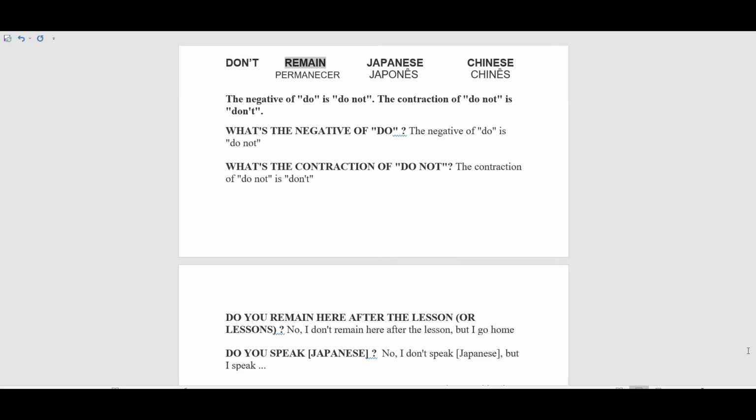Don't, remain, Japanese, Chinese. The negative of do is do not. The contraction of do not is don't. What's the negative of do? The negative of do is do not. What's the contraction of do not? The contraction of do not is don't.